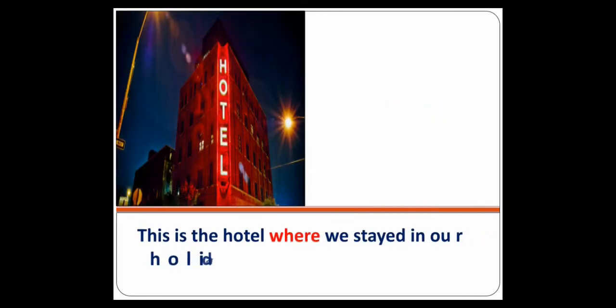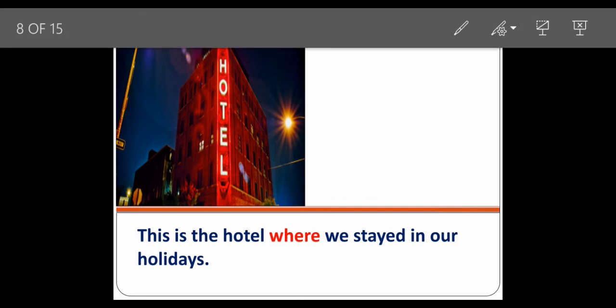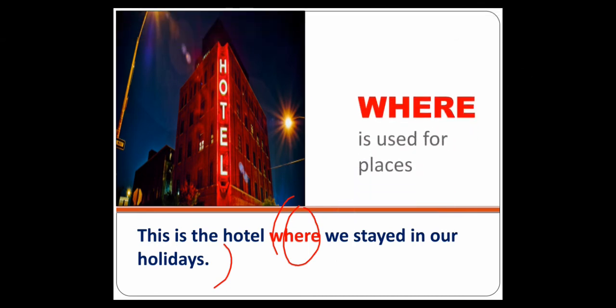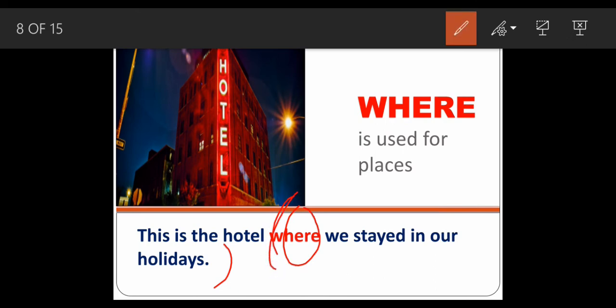Now here's another sentence. This is the hotel where we stayed in our holidays. Now the relative clause here is where we stayed in our holidays, and the relative pronoun is where. Now where is used to describe places. Now the hotel is a place. So this is the hotel where we stayed in our holidays. So the relative clause here gives more information about the place or about the hotel. So we don't use when, we don't use who, and we don't use whose, but we use where.